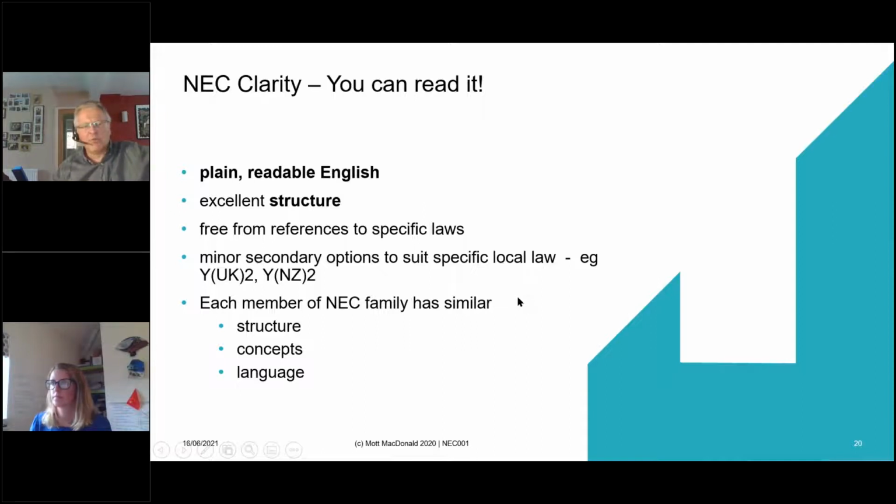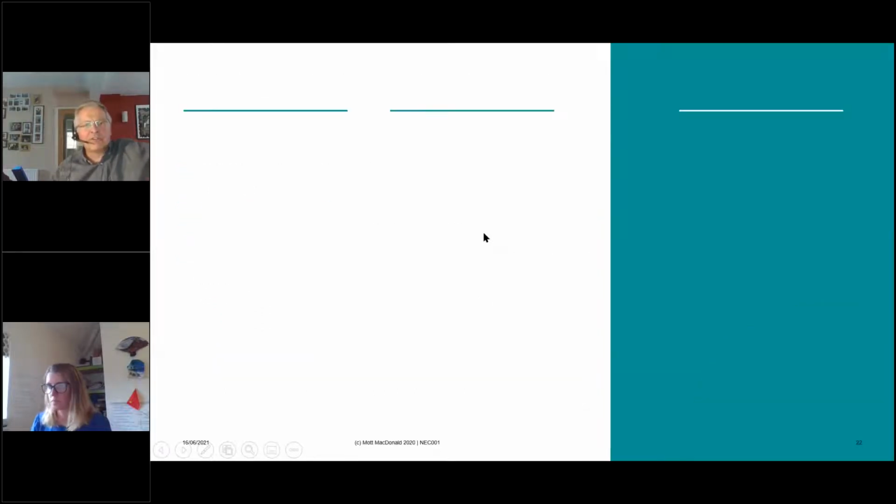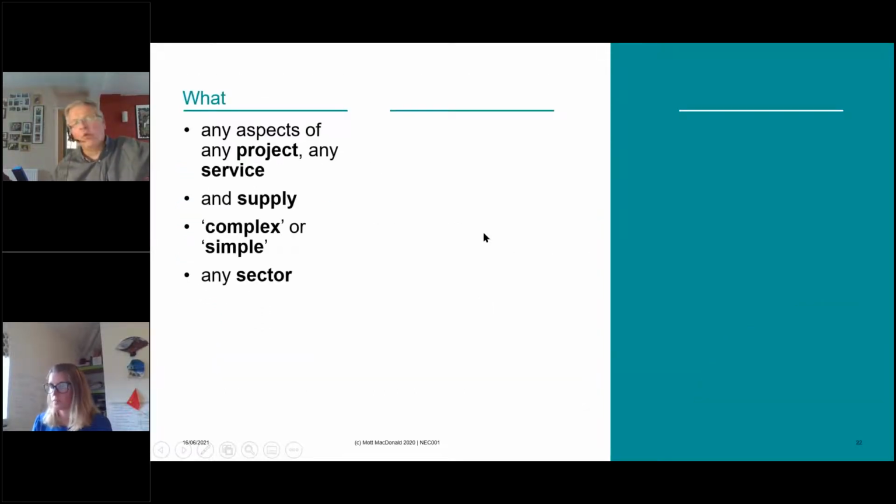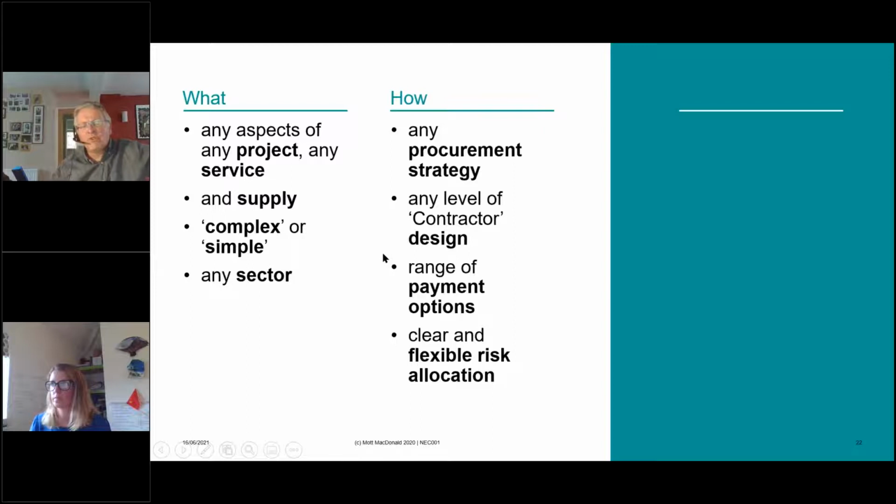You can have a wild guess at where Y NZ2 might be used. And as we'll see, there's a big family of contracts, and they've all got the same structure, the same concepts, and the same language. In terms of flexibility, whatever you want a contract for, whether it's a project or a service or supply, whether it's big or little, any sector, it's not a civil engineering contract. I think I said that before. It's a contract for getting stuff done. And you can use it for almost any procurement strategy.